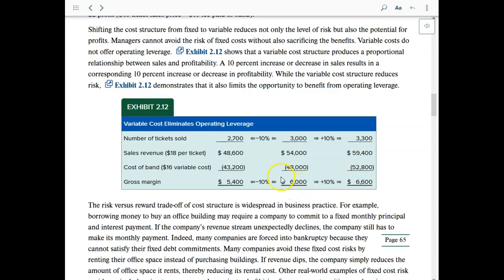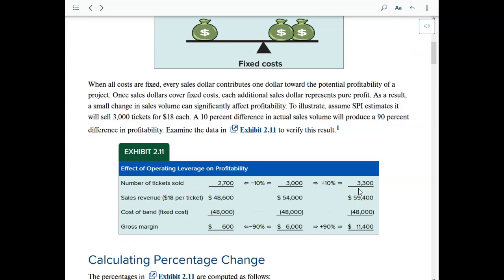The only difference is this is now a variable cost of the band, as opposed to fixed cost. Let's go up 10%. There's the revenue going up 10%, but the cost of the band also goes up. So now we have 3,300 times 16. We're up to 52,800 here for total cost. Our revenue only goes up 10%, 6,600. A stark difference here. Let's look at this again.